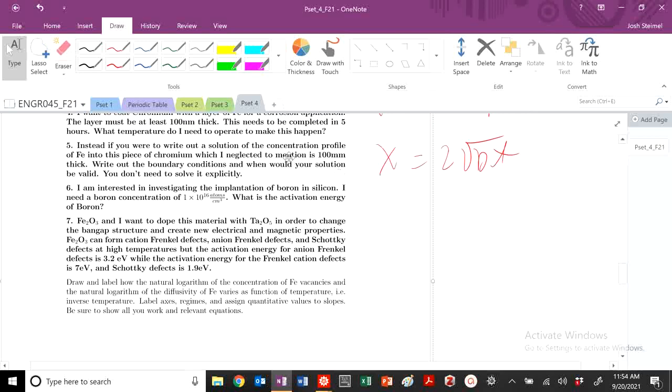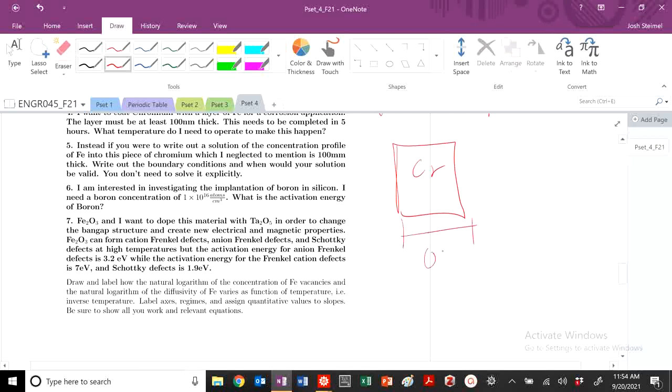chromium, which I neglected to make is 100 millimeters thick, write out the boundary conditions. What is your solution? And when would your solution be valid? You don't need to solve it explicitly. So in this problem, I am looking at a material. So I have a block of chromium, which is 100 millimeters thick. So this looks to me like it could be semi-infinite, x equals 0. I'm spraying my iron here.